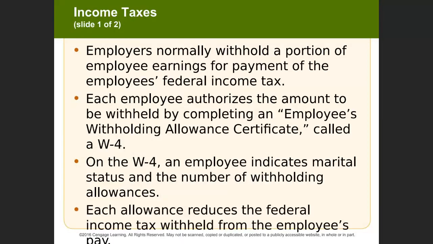Employers normally withhold a portion of employee earnings for payment of the employee's federal income tax. Each employee authorizes the amount to be withheld by completing an employee withholding allowance certificate, also known as a W-4. On the W-4, an employee indicates their marital status and the number of withholding allowances. Each allowance reduces the federal income tax that's withheld from the employee's pay. So the more allowances you have, the less money they withhold from your pay.